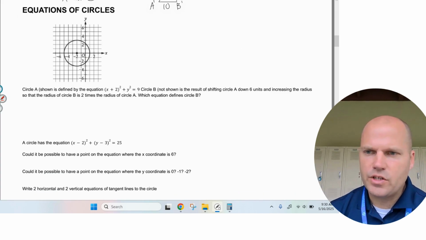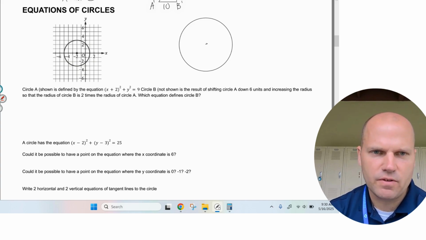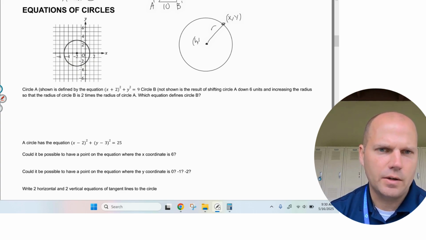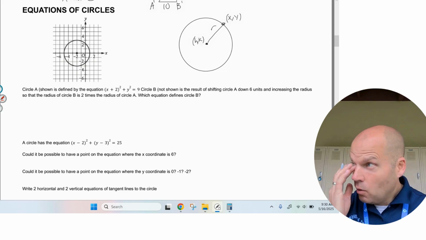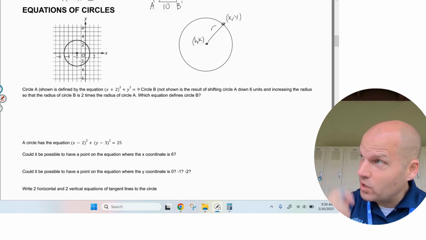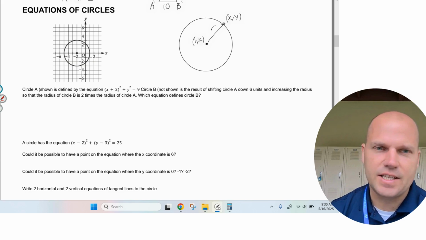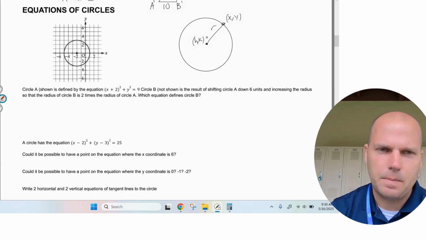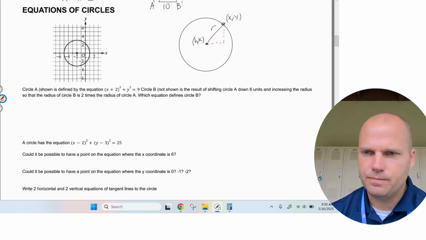All right, equations of circles. We have a circle. What does it mean to be in a circle? Well, the definition of a circle is all xy points that are r distance away from a center. What is the formula that we use to find the distance of a line segment? We use the Pythagorean theorem. This can be memorized, but it also could be understood.